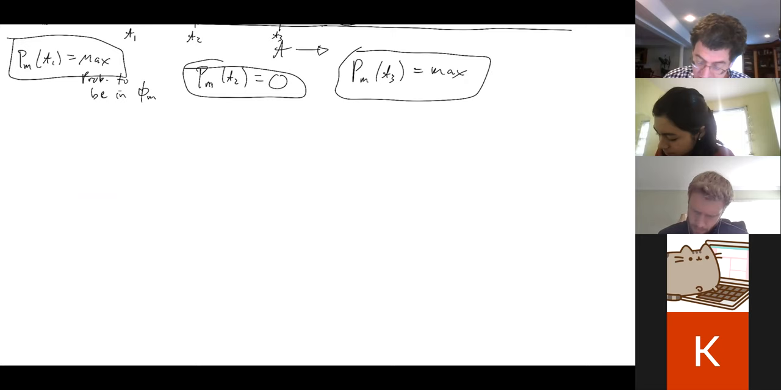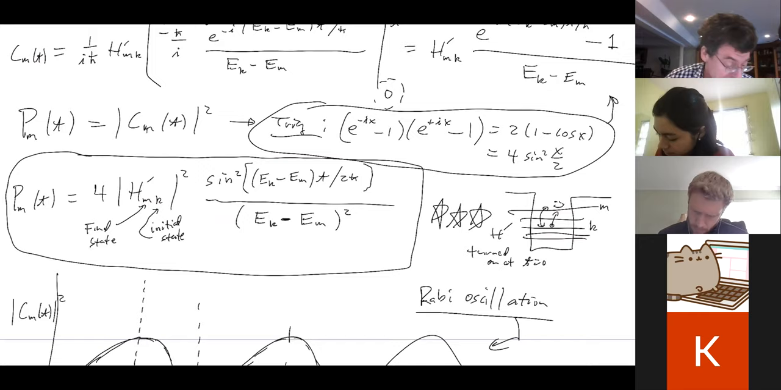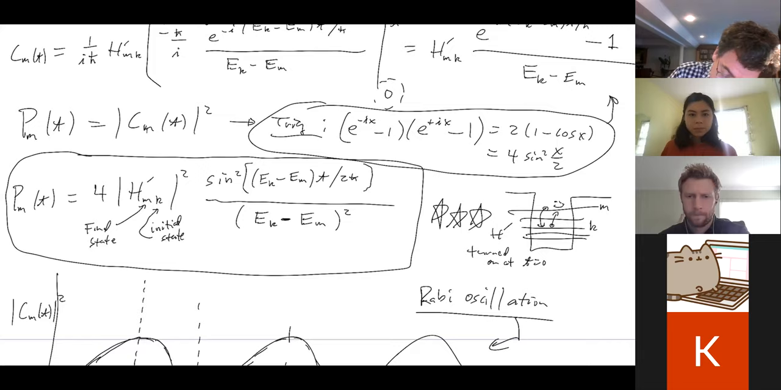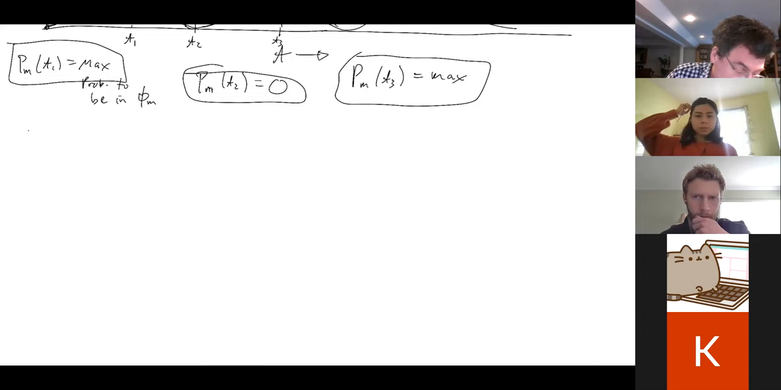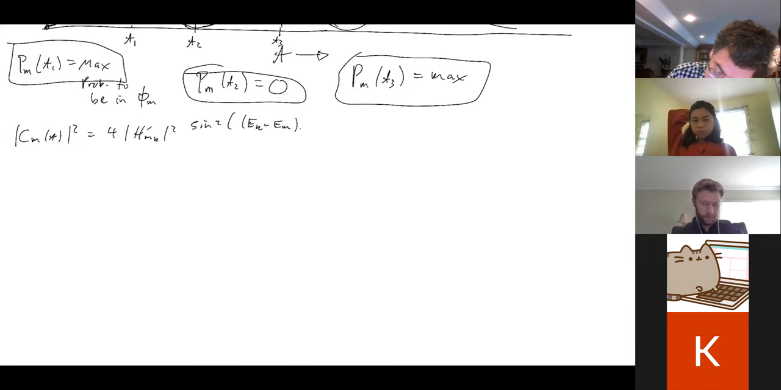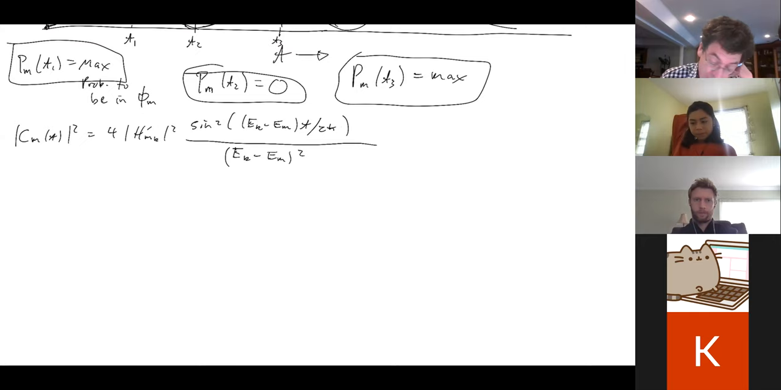Now let's plot the function. So that's the function, it's this sine squared over squared thing. Let's plot it again. I hate that I have to keep rerunning it. Let's plot it again. So it's |c_m(t)|^2 is equal to 4|H'_mk|^2 sine squared of (E_k - E_m)t over 2ħ, over (E_k - E_m) squared.